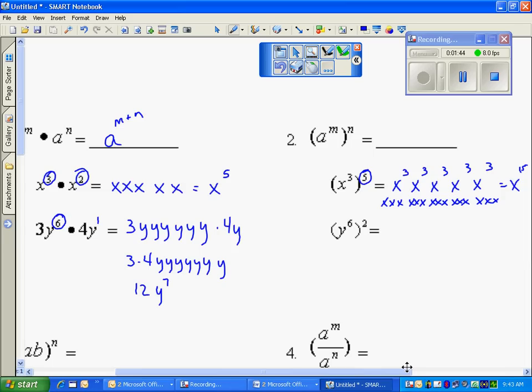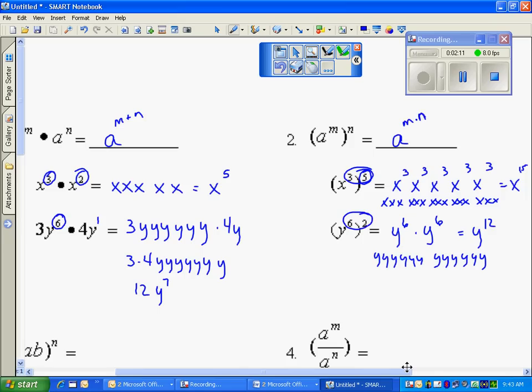Let's try the next one. I'm going to have y to the 6th twice. If I'm not sure, I try to visualize it at this point, so I'm not writing all these y's down, but we will. And taking a look then, I have y to the 12th. So what's happening here, it looks like 3 times 5 is 15, 2 times 6 is 12. So it looks like I keep my base and I multiply the exponent.